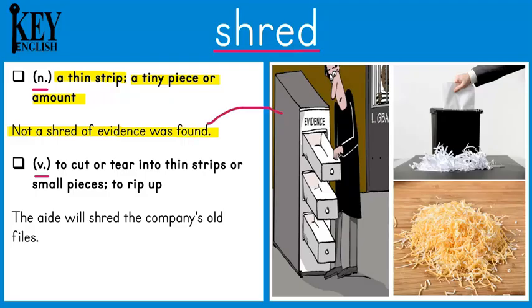This sentence is talking about the evidence that a police officer might look for. If someone does a crime, they need evidence like footprints or fingerprints or drops of blood, something like that to show who is guilty. But if there's no evidence at all, then a phrase that the police officer might use is that there's not a shred of evidence. That means not even one little tiny piece or one little tiny amount.